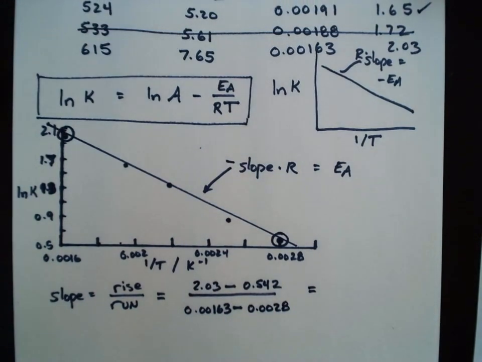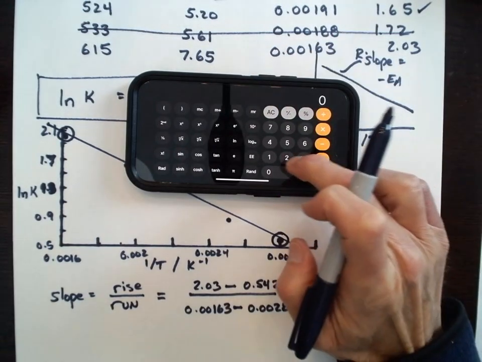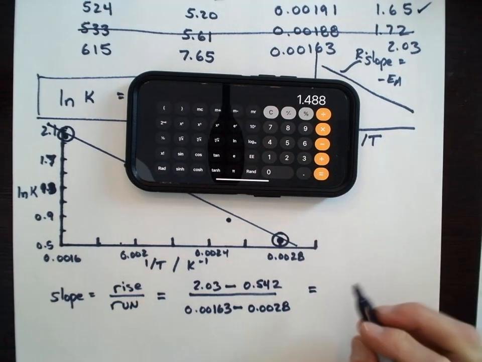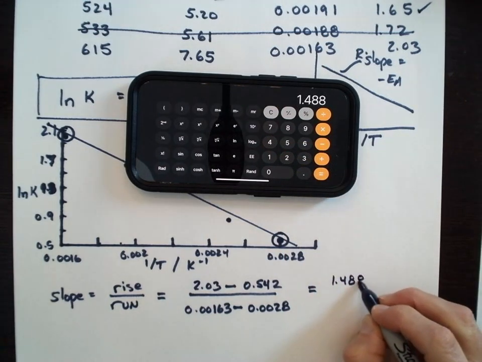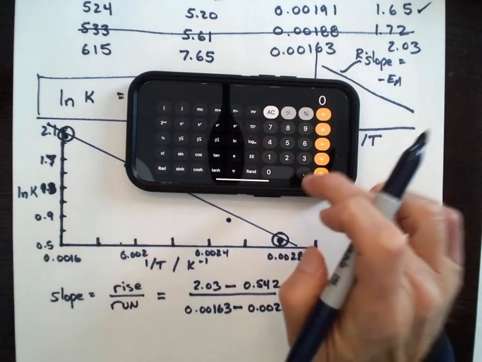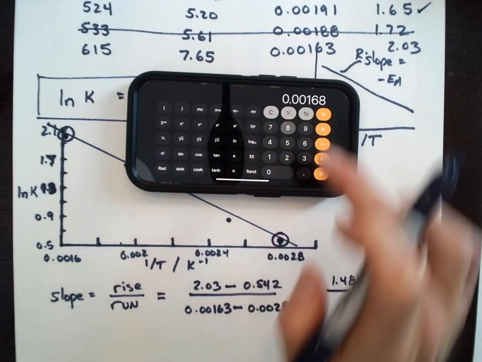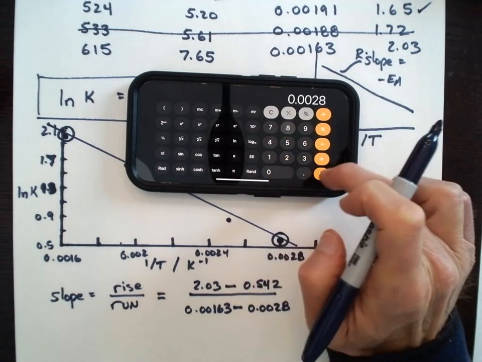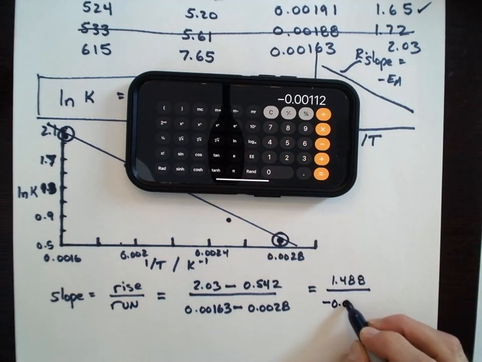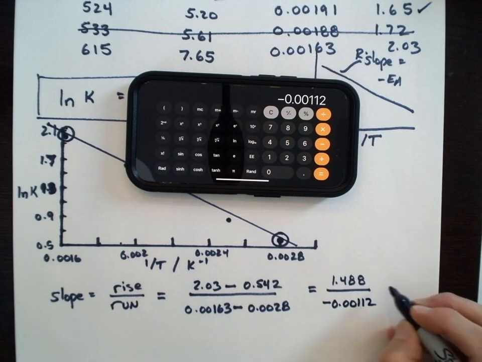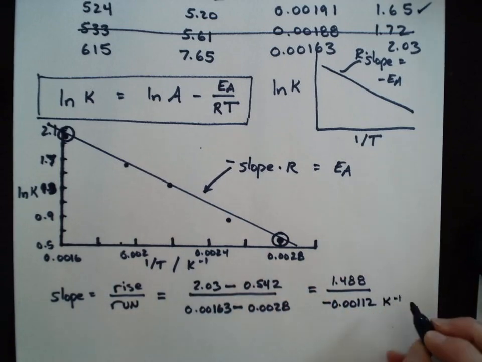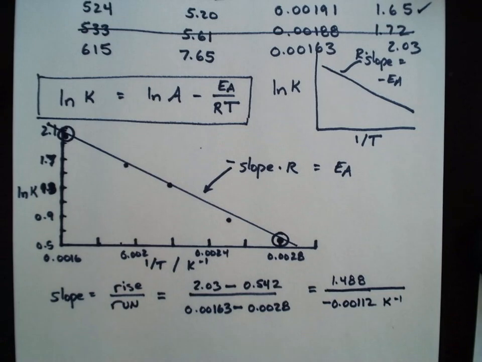What does that come out to? Well, let's find out. The numerator, 2.03 minus 0.542, is 1.488. And we're going to divide that by 0.00168 minus 0.0028. That's a negative 0.00112. Now, there are some units associated with this run. Those are going to be units of Kelvin to the minus 1. We need to remember that.